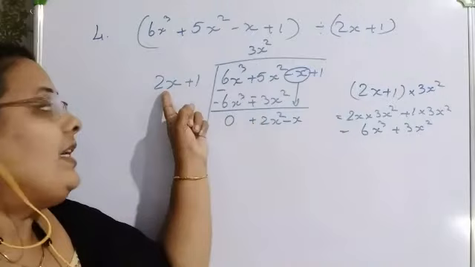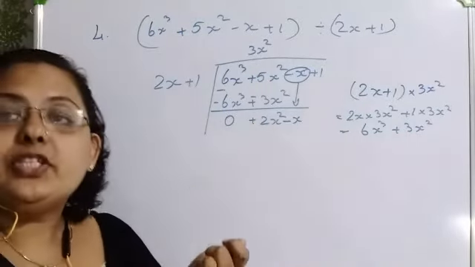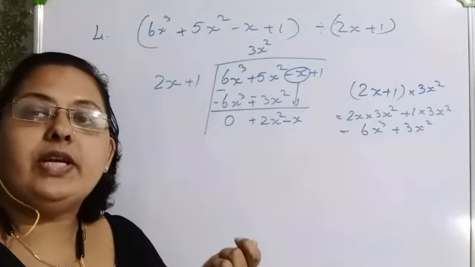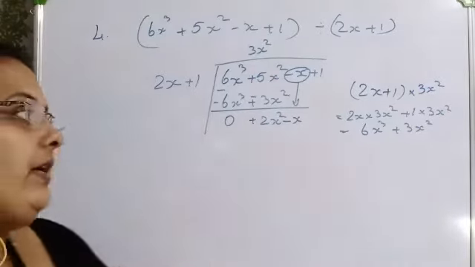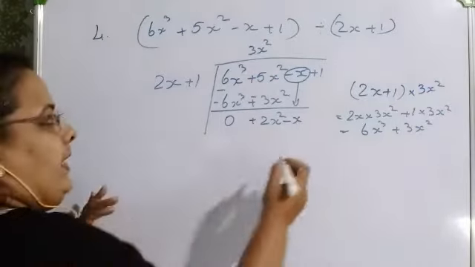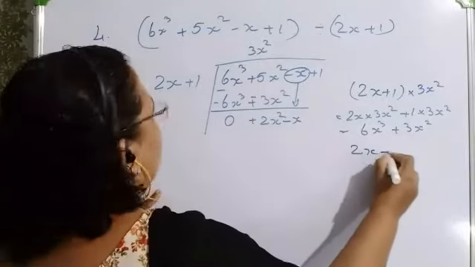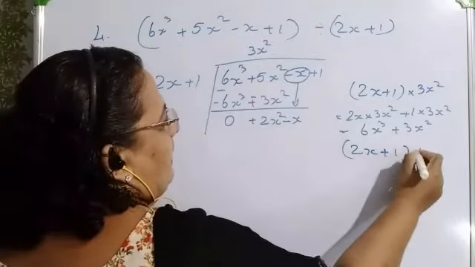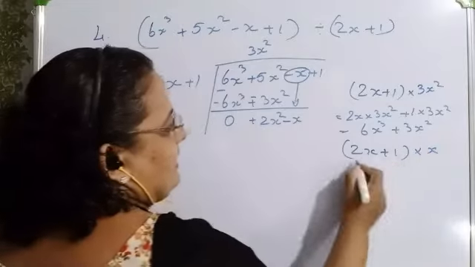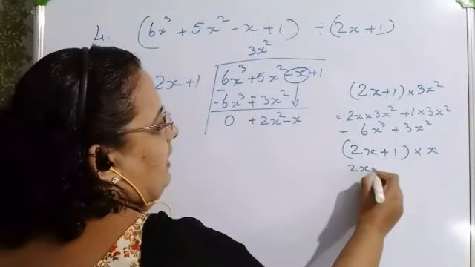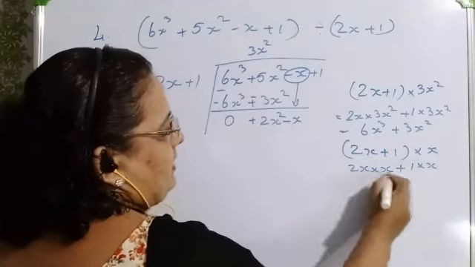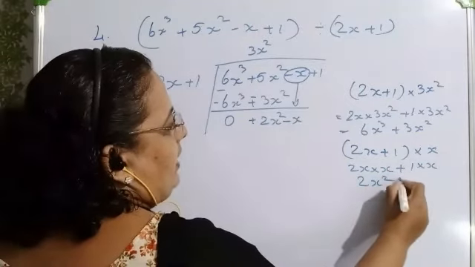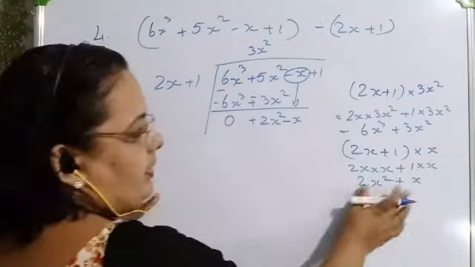2x square. So here it is 2x, and with which term do you have to multiply this 2x plus 1 to get this 2x square? That is 2x plus 1 multiplied by x. So 2x multiplied by x plus 1 multiplied by x, that is 2x square plus x. I hope it is clear to you.